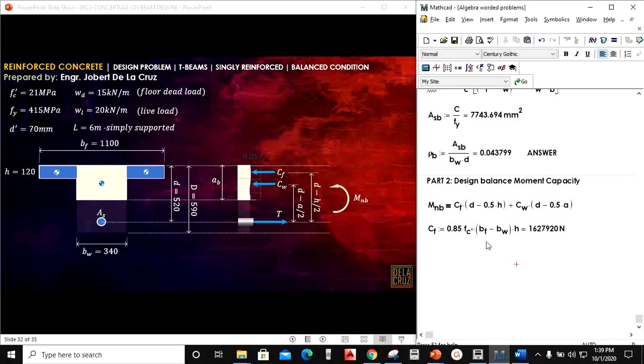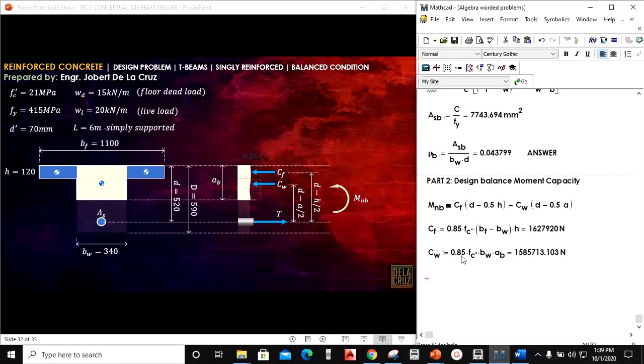Okay, naka-newtons tayo. Then, Cw, that is the same, 0.85 fc prime. Ano yung area natin? So, in this case, the area for the web, that is beam width times ab. So, beam width, multiply ab. And that is in newtons. Okay, klaro?